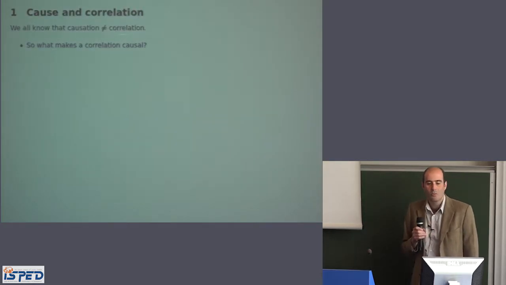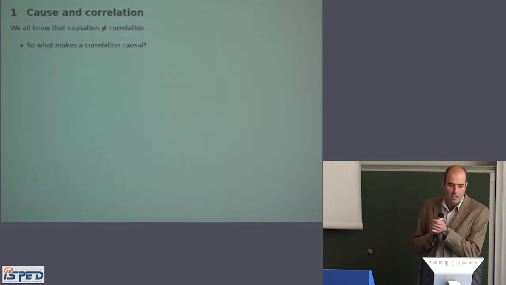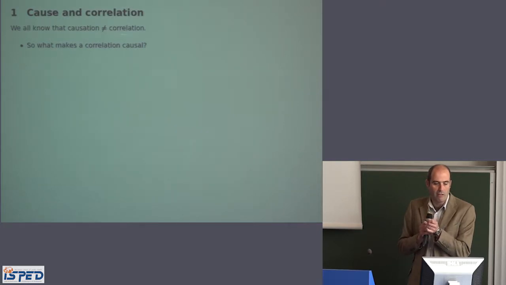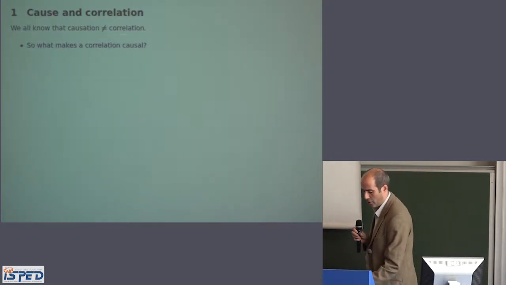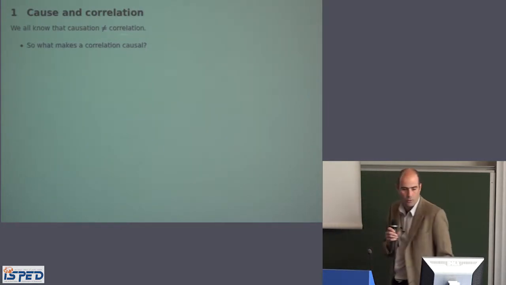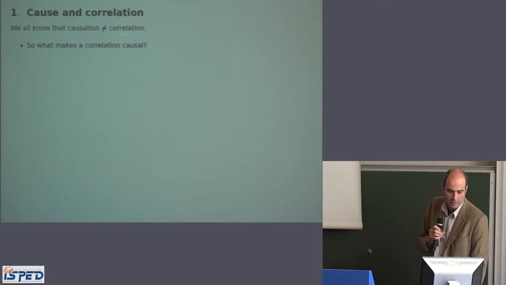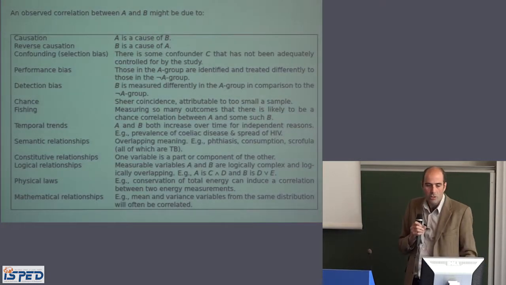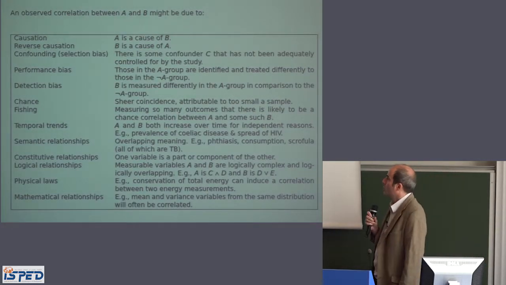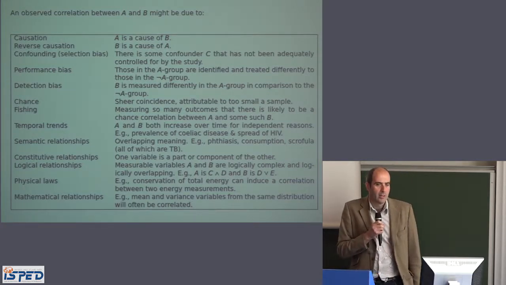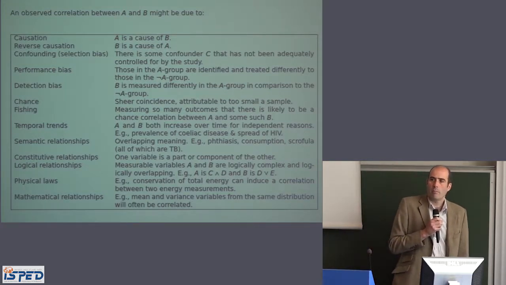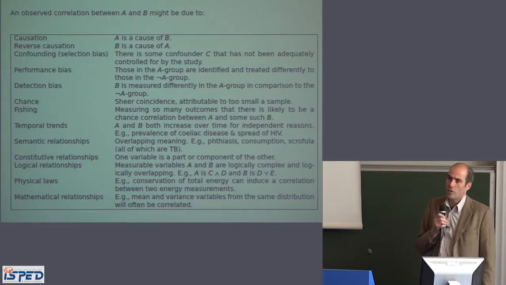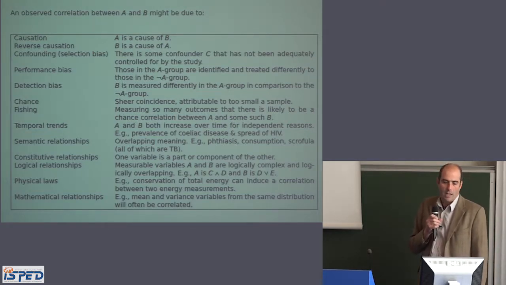Okay, so we all know that causation is not correlation. The question is, what makes a correlation causal? That's a fundamental question if we're going to be able to infer causal relationships from evidence. So you might have an observed correlation between two variables. There are, in fact, a large number of possible explanations for that correlation.